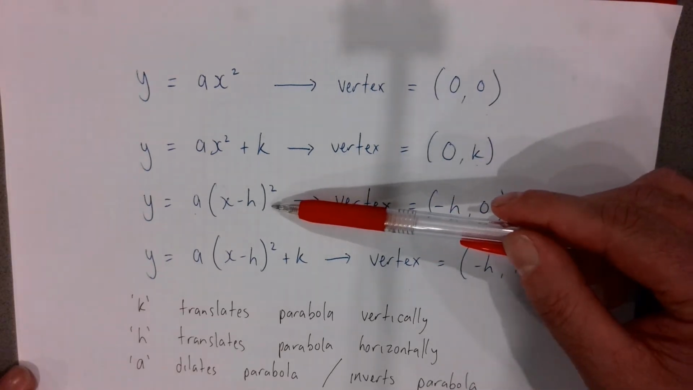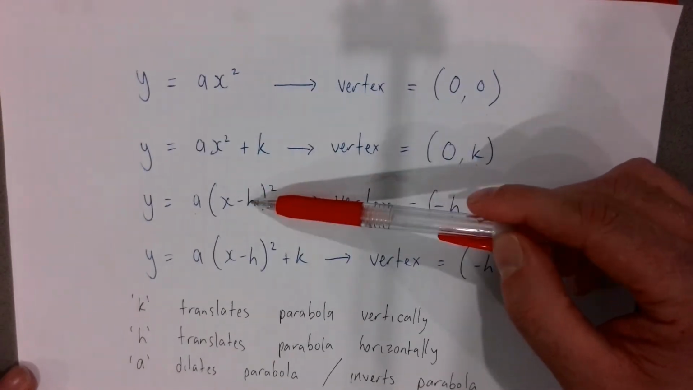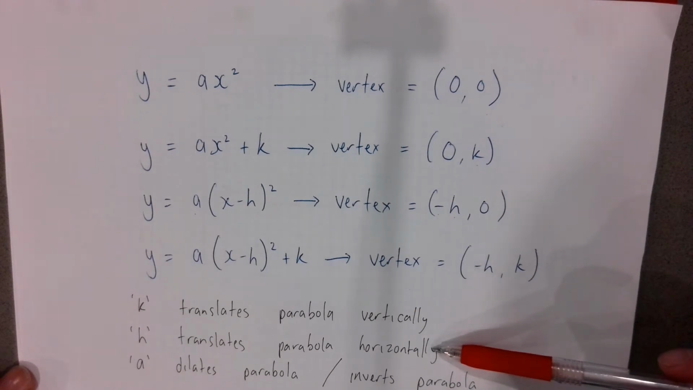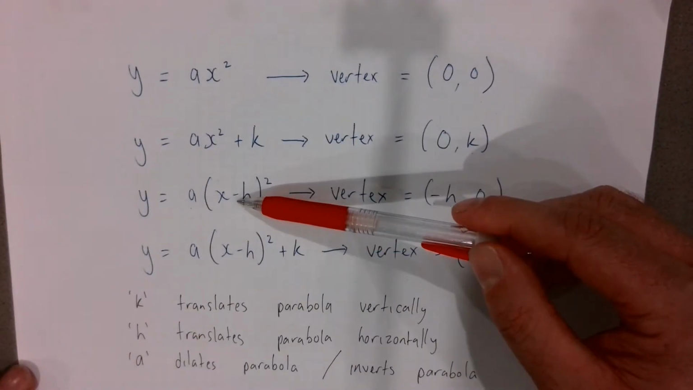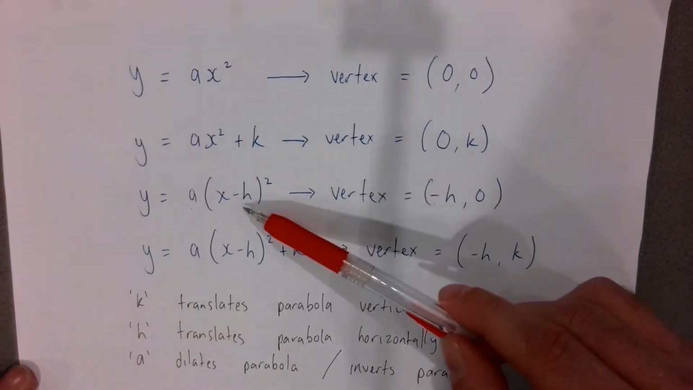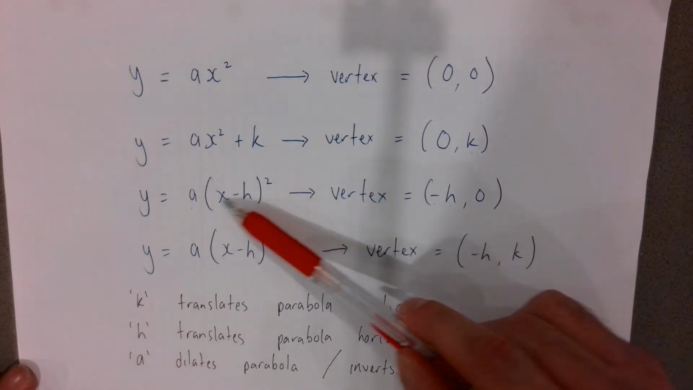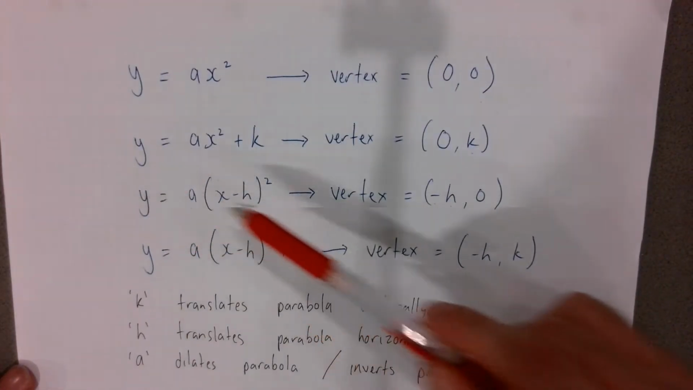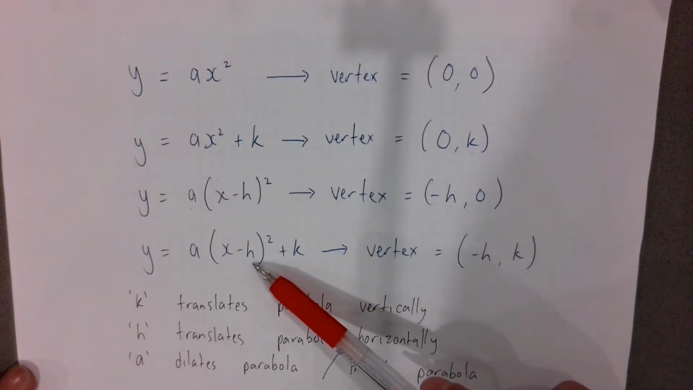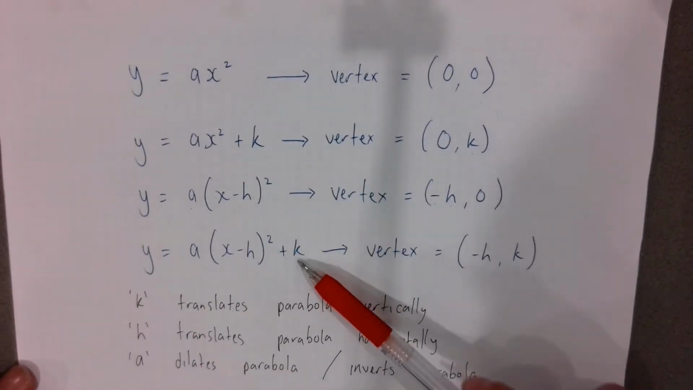When we see a factorized version of the equation, so in the brackets, x take h, squared, that value of h, like we said, moves that parabola horizontally left to right. So if it's a negative value of h, the parabola moves that many units to the right, and if it's a positive value of h, it moves the parabola that many units to the left. So basically the vertex is at the opposite value of h and 0, or the opposite value of h and k if there is a constant term after the brackets.